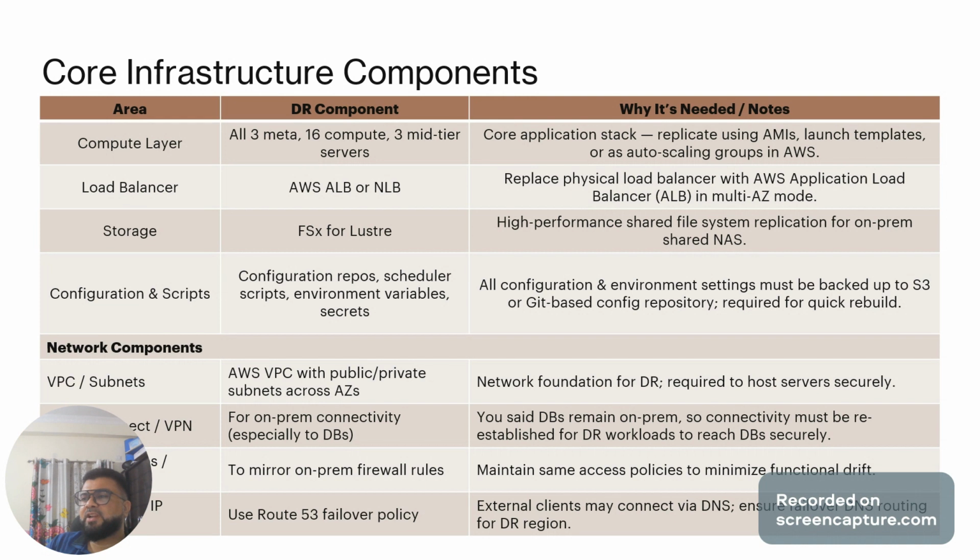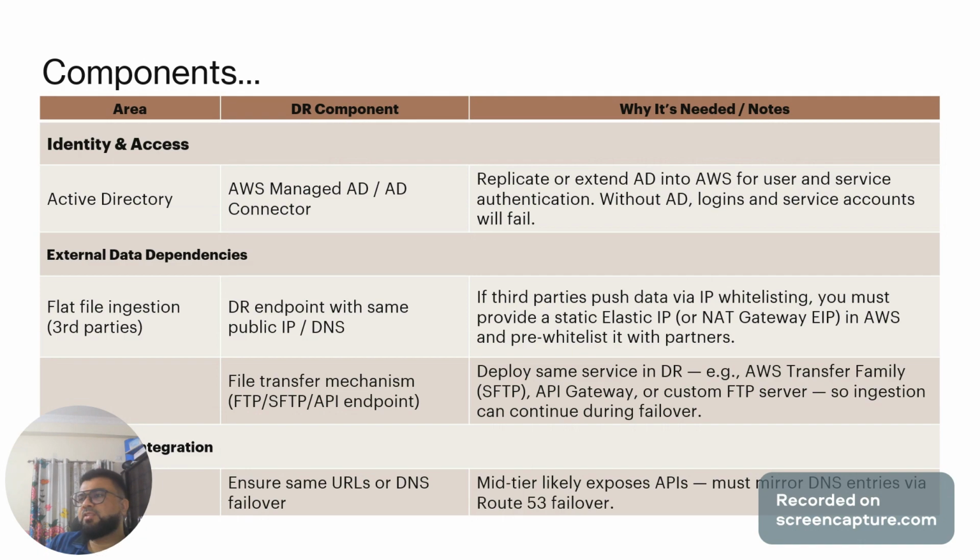Finally, for external data dependencies, for file ingestion where third parties use IP whitelisting, we must deploy a DR endpoint with the same public IP or DNS. This means providing a static Elastic IP in AWS and pre-whitelisting it with our partners. We also need to deploy the same file transfer mechanism, like AWS Transfer Family for SFTP or a custom FTP server, so ingestion can continue during failover. For internal connection and communication, we will ensure our internal API endpoints maintain the same URL via Route 53 failover.